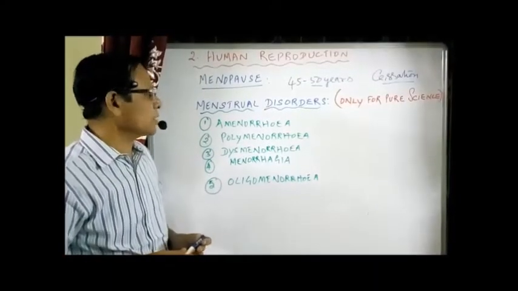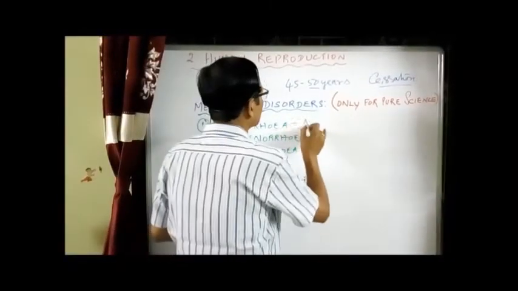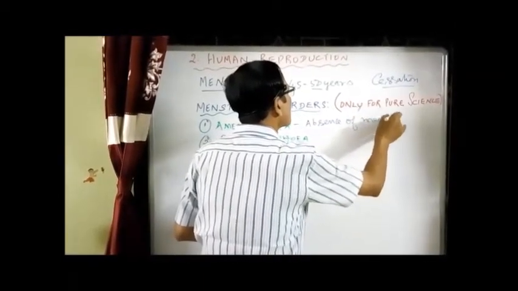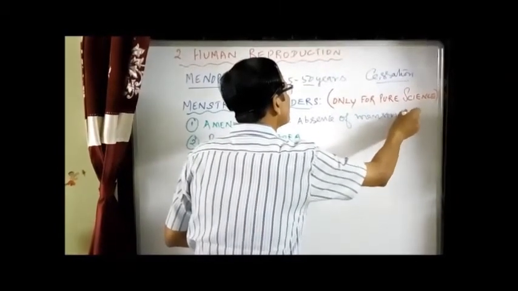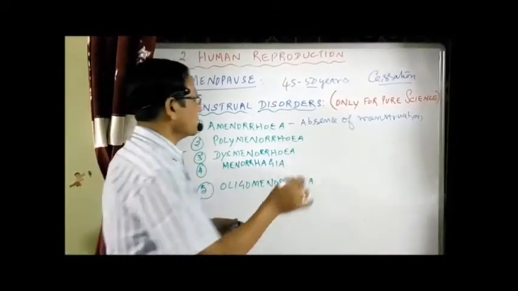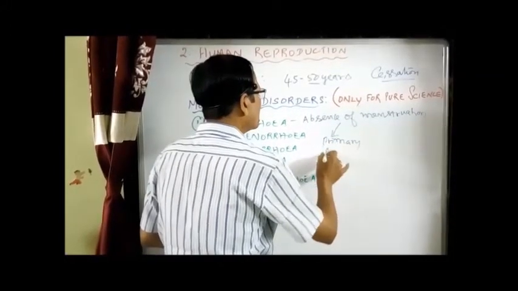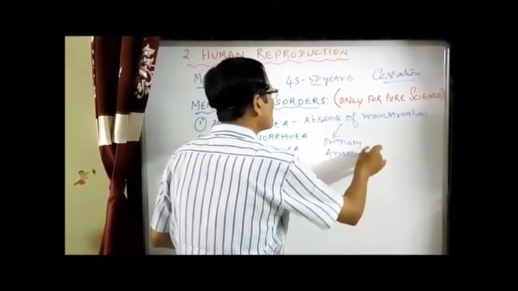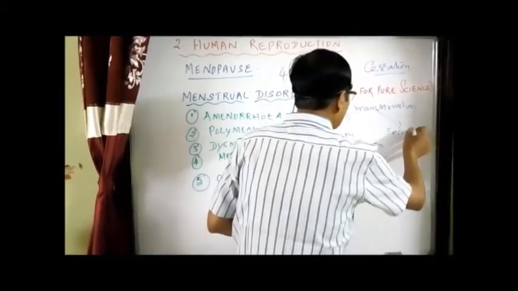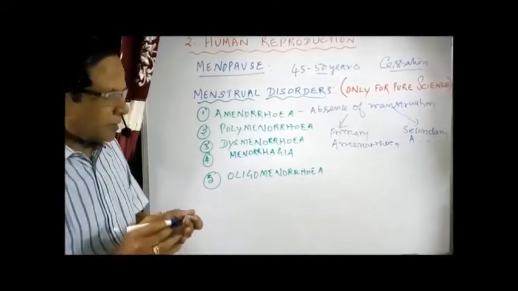What do we mean by amenorrhea? Absence of menstruation. There is no menstruation at all. There are two types of amenorrhea: primary amenorrhea and secondary amenorrhea.